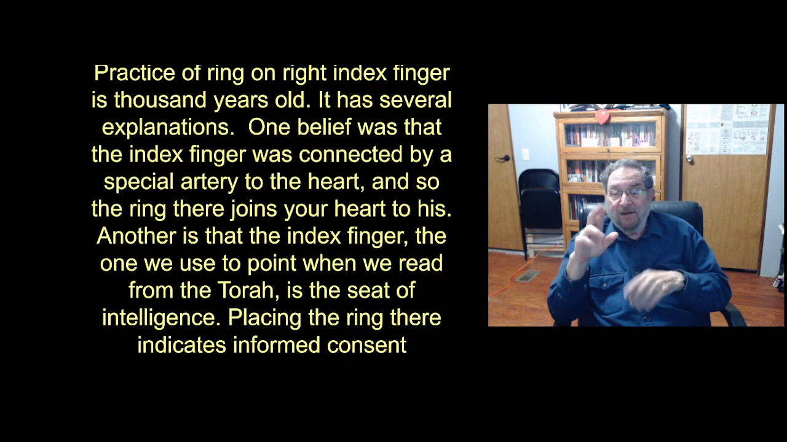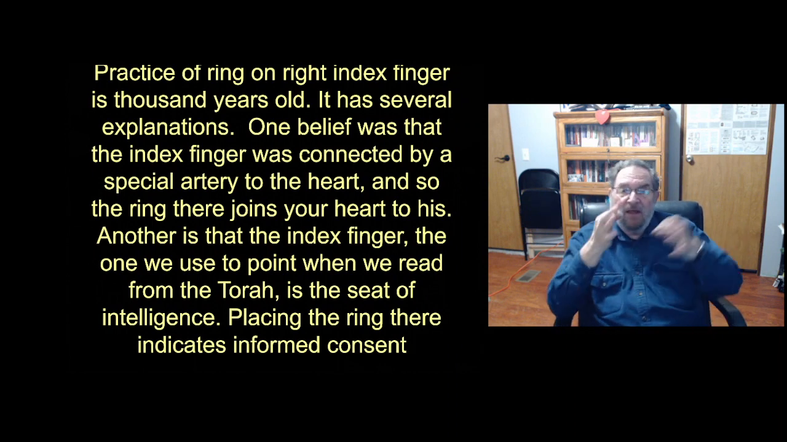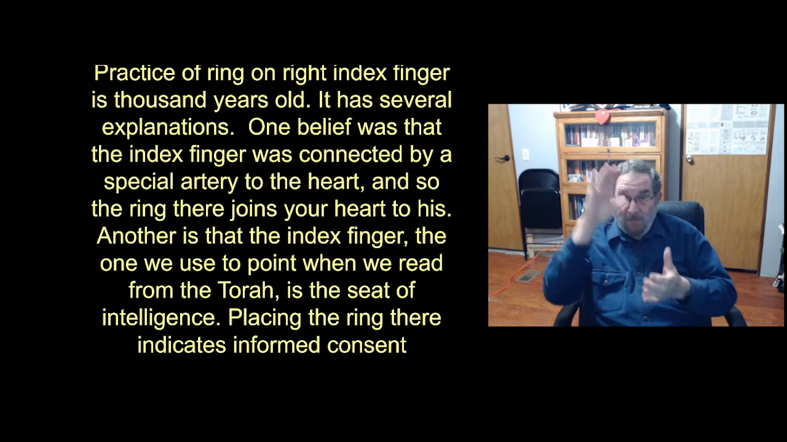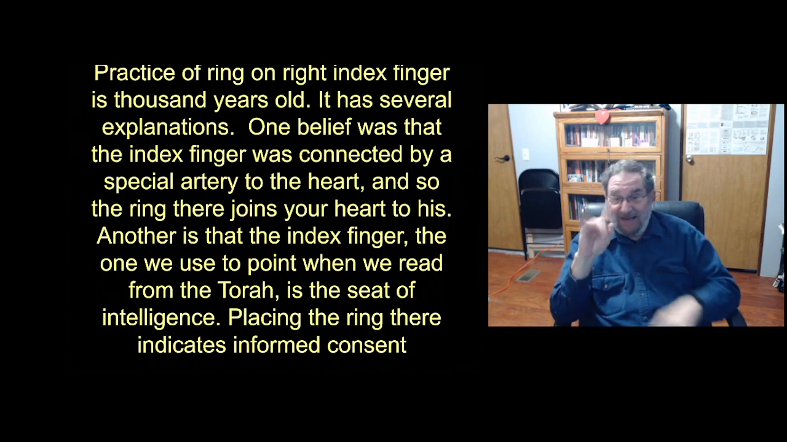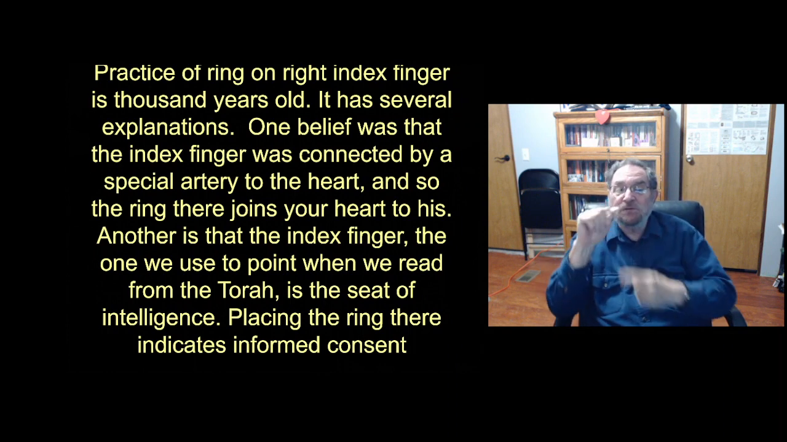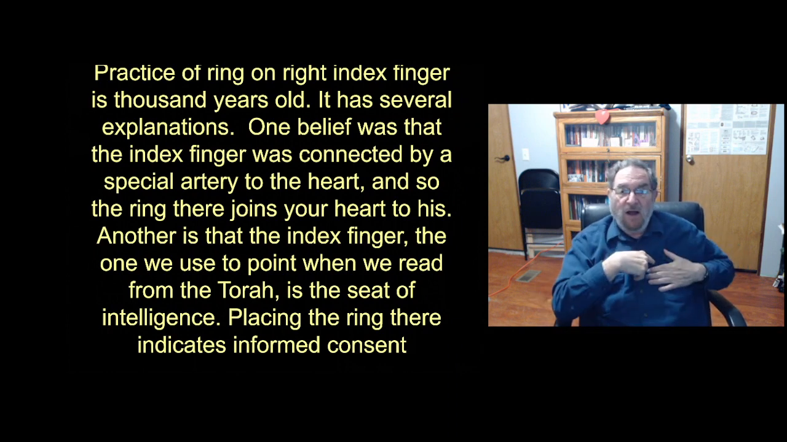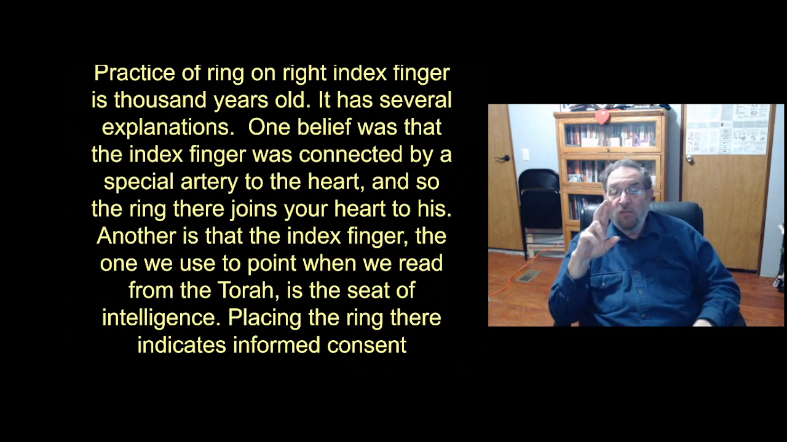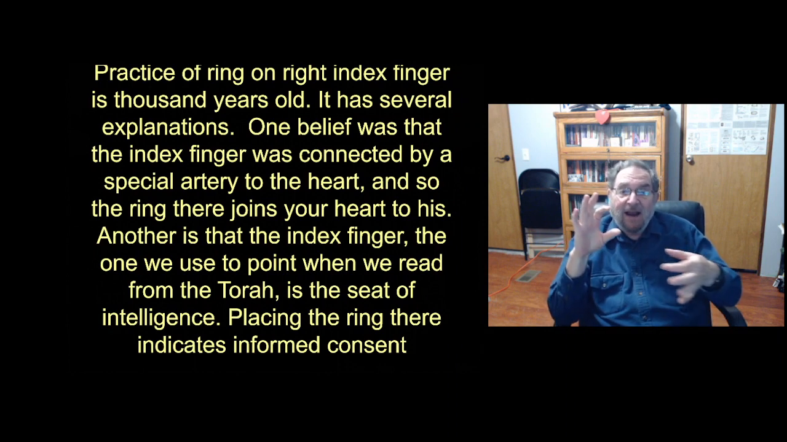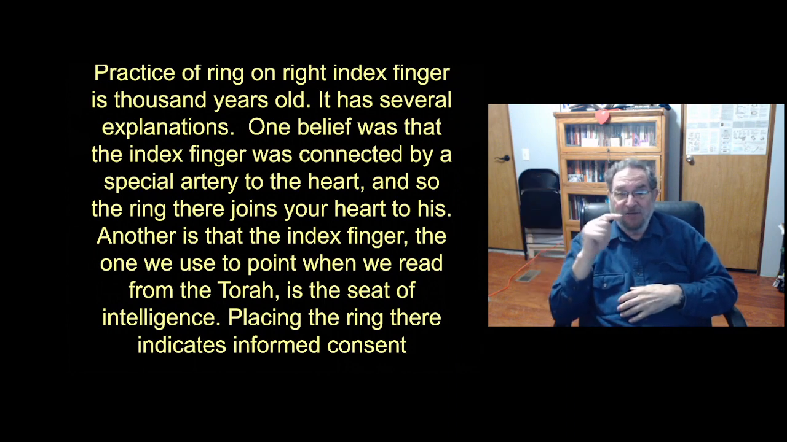The practice of the ring on the right index finger is 1,000 years old. It has several explanations. One belief was that the index finger was connected by a special artery to the heart, and so the ring there joins your heart to his heart.